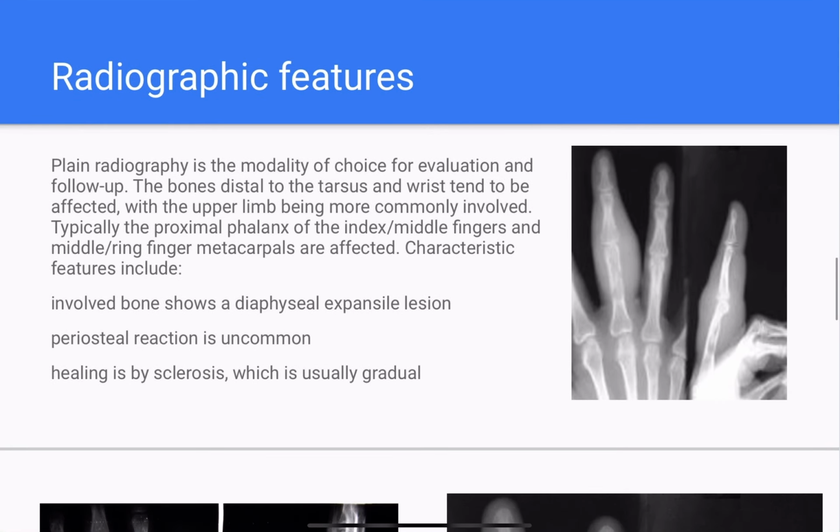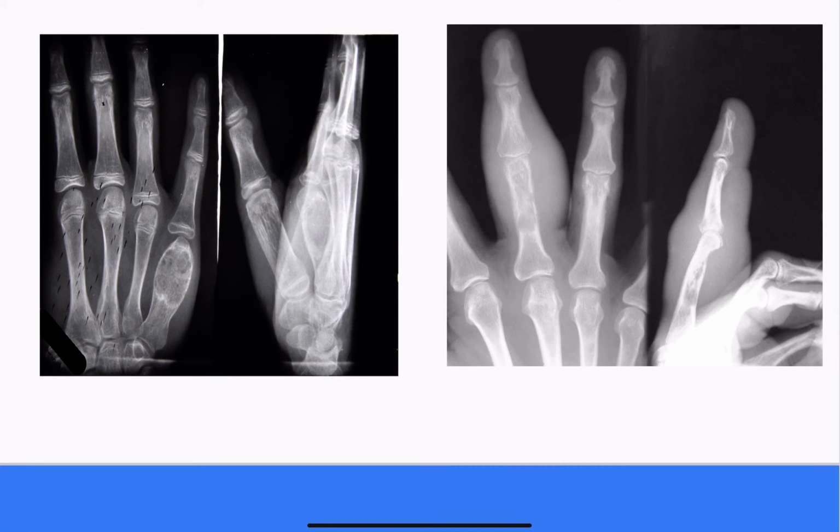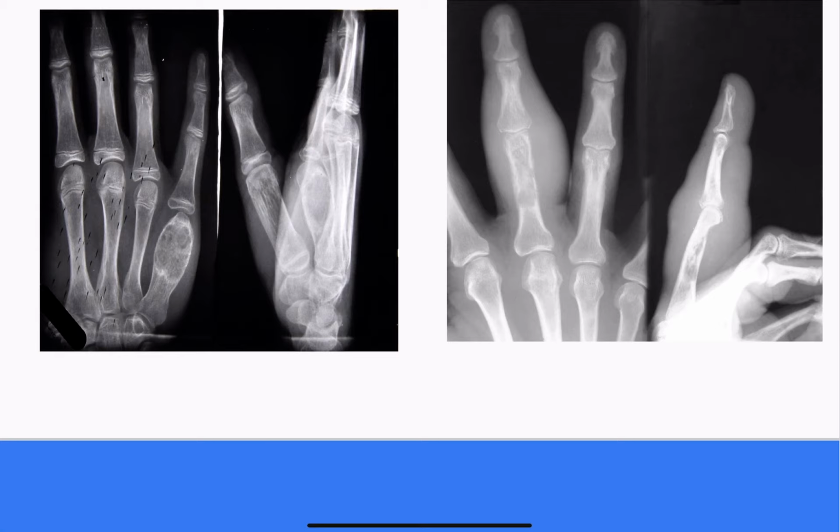The radiographic features. Plain radiography is the modality of choice for evaluation and follow-up. The bones distal to the tarsus and wrist tend to be affected, with the upper limb being more commonly involved. Typically, the proximal phalanx of the index and middle fingers and the ring finger metacarpals are affected. Characteristic features include that the bone shows a diaphyseal expansile lesion. Periosteal reaction is uncommon. Healing is by sclerosis, which is gradual. Here you can see the X-ray of the dactylitis patient.